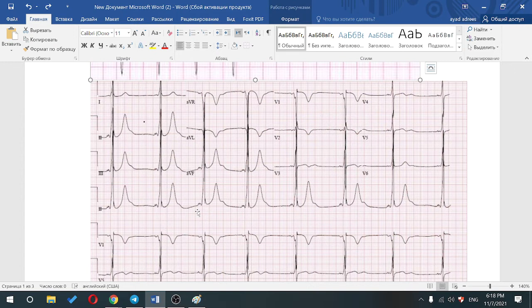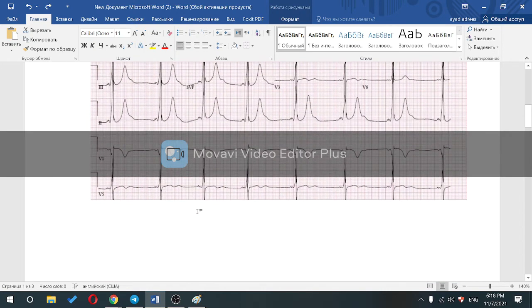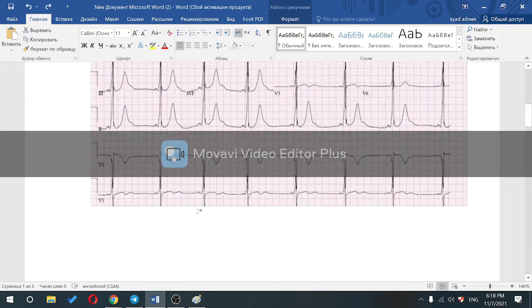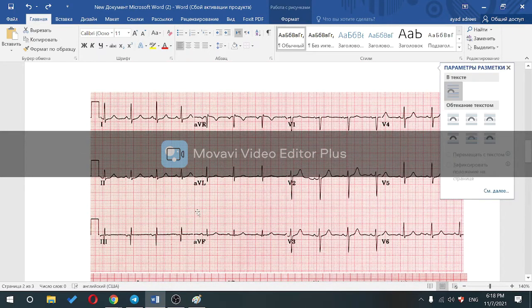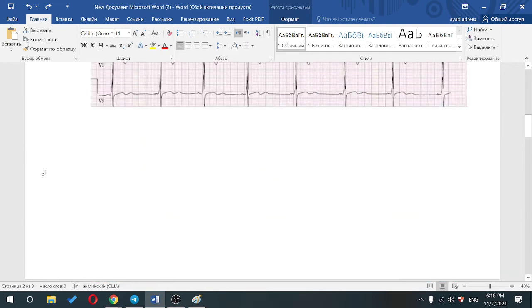The bundle of Kent. Yes, the bundle of Kent. Awesome, everybody. So, you diagnosed Wolff-Parkinson-White syndrome, super easy, not a big deal. You diagnosed an ST segment elevation myocardial infarction, not that big of a deal. Okay, let's speak about the next one. Oh, you already saw. Yes, of course I can.